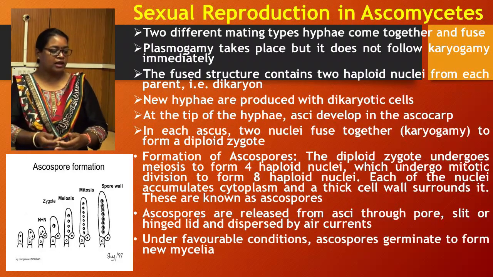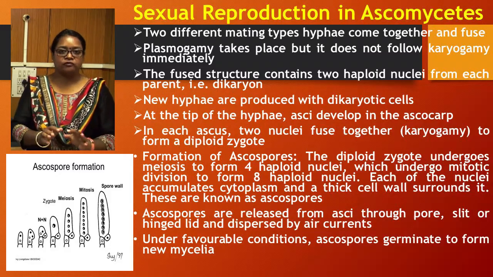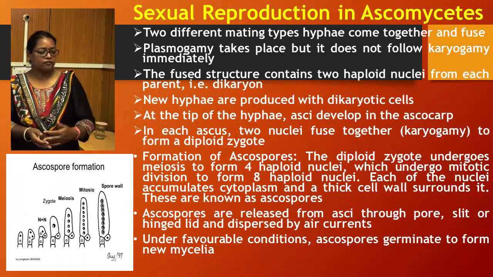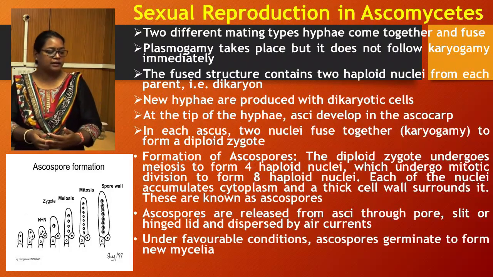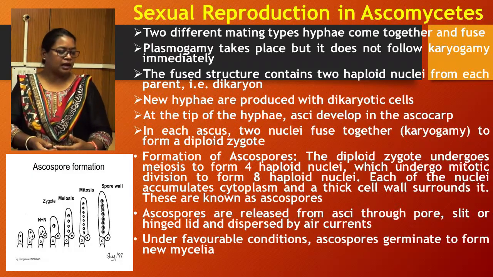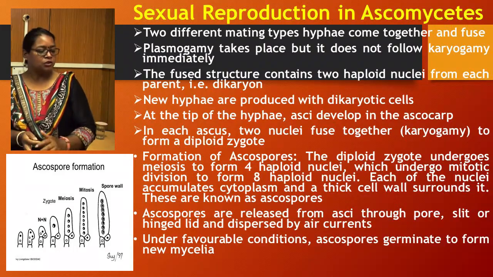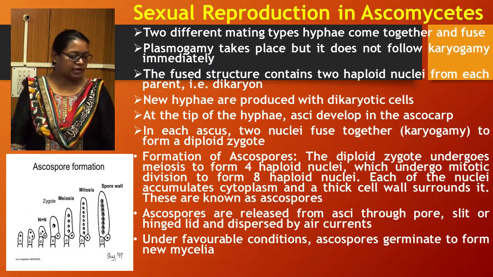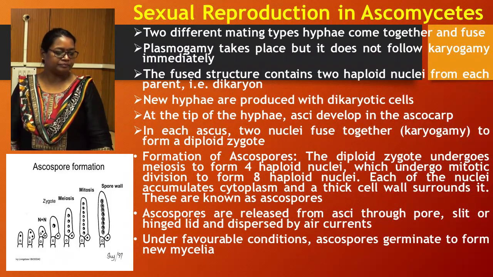For the formation of ascospores, the diploid zygote undergoes meiosis to form 4 haploid nuclei, which undergo mitotic division and form 8 haploid nuclei. Each of the nuclei accumulates cytoplasm and a thick wall surrounds it. These are known as ascospores. These ascospores are released from asci through a pore and are dispersed by air currents. Under favorable conditions, these ascospores germinate to form new mycelium.